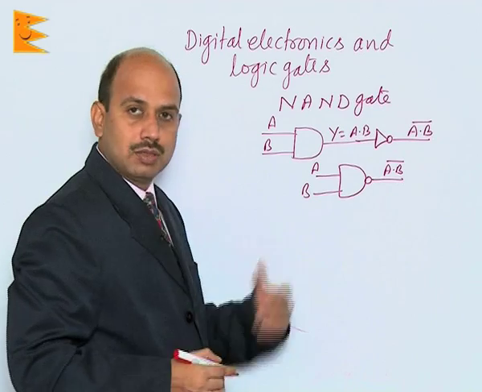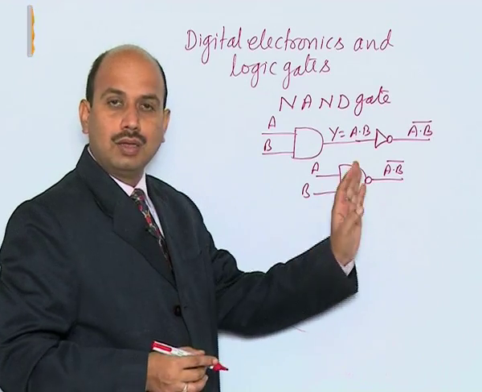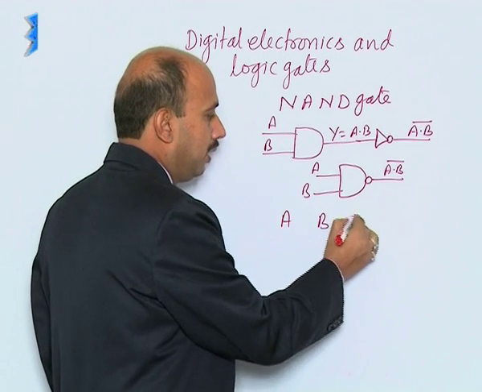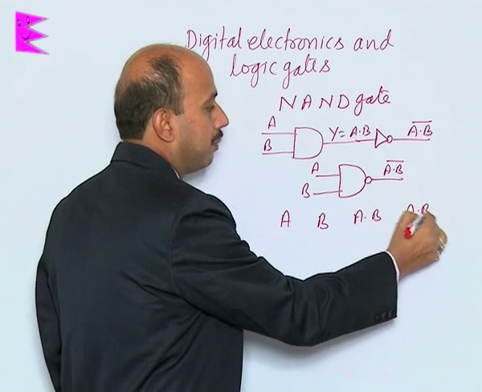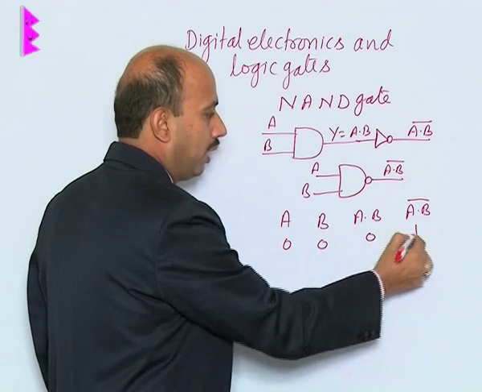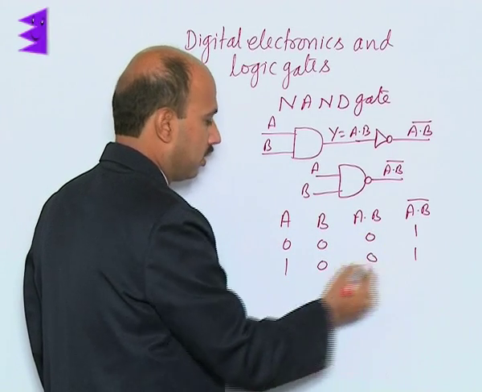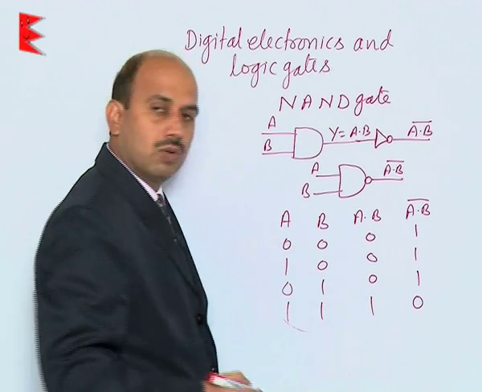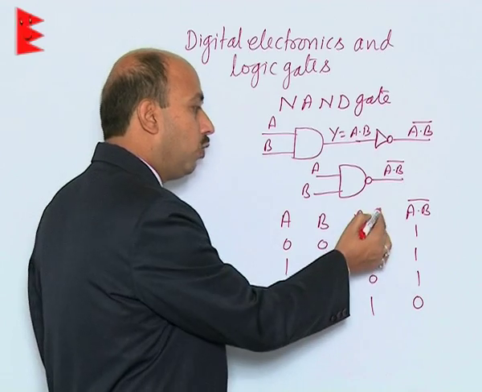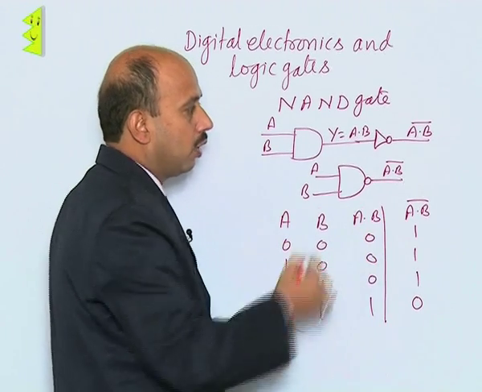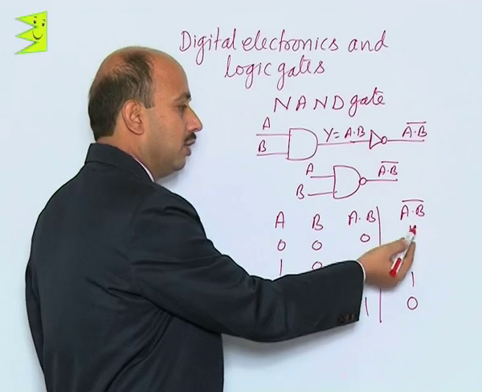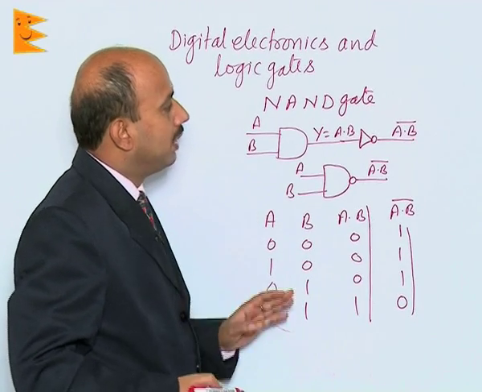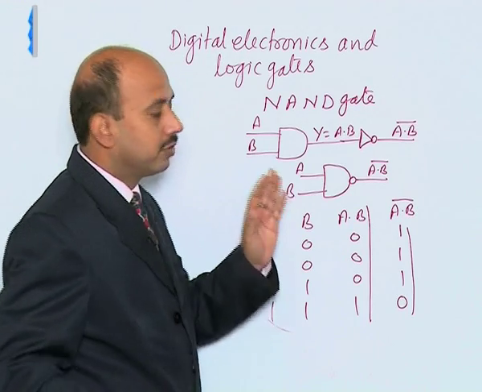We can make its truth table. This is a combination of one AND and one NOT gate. Its truth table will be here if I take A, B, A and B, and (A and B) bar: 0, 0, 0, 1; 0, 1, 0, 1; 1, 0, 0, 1; and 1, 1, 1, and here it is 0. So, the output of the AND gate is applied to the NOT gate, and whatever we get here, this is called the complete truth table for the NAND gate. So, this is obtaining the NAND gate by using AND and NOT.